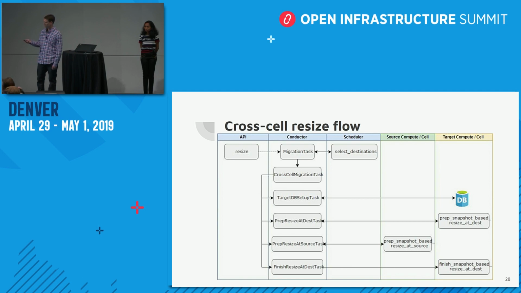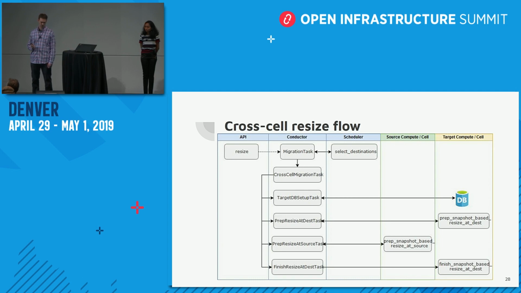The tasks in the Conductor are essentially just a task flow. This is all synchronous. So the first thing you have to do, obviously, is create a copy of the instance and all its records in the target cell database. But once we get that done, it's essentially the same thing as traditional resize, where we prepare on the target, create the snapshot on the source, and then we finish on the target. And then Conductor is also in charge of flipping that hidden field and managing some of the state in the API database.